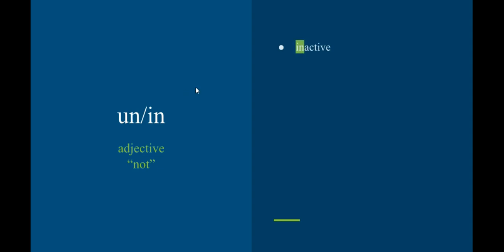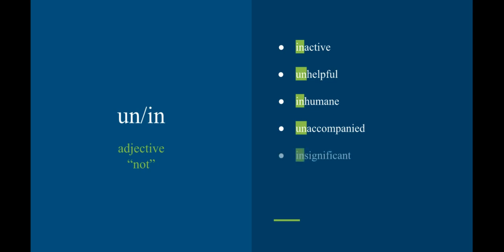So there are lots of examples that I can think of, and these are just random ones that came to our heads. Inactive, unhelpful, inhumane, so not humane. Humane is like treating people and animals kindly, and then inhumane is not doing that. Unaccompanied, if you're an unaccompanied minor on an airline flight, that means you're not accompanied by an adult. Insignificant means not significant. Unimportant is not important, okay? So that one's pretty easy.